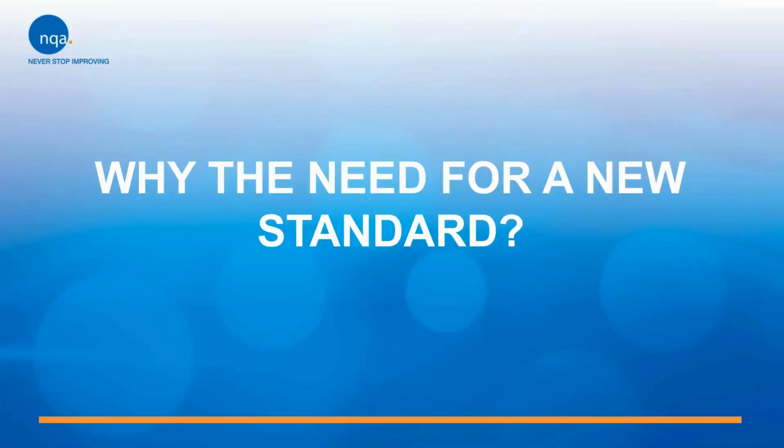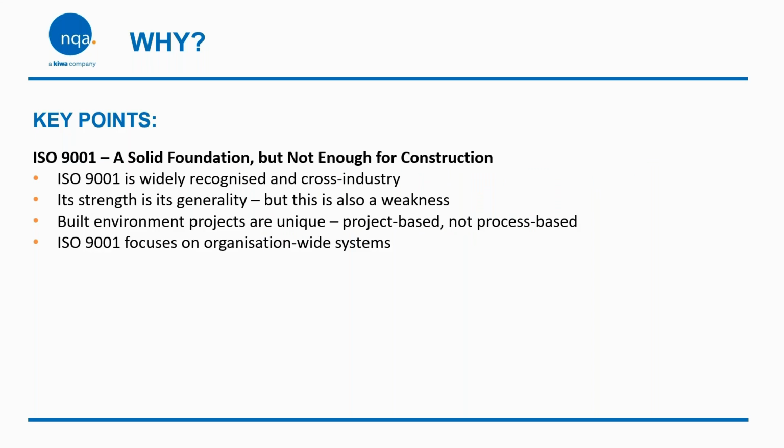So what's the need for a new standard? ISO 9001 has been around for 30-odd years. It's been the go-to management system across a lot of industries. It's recognised globally and provides a solid structure for managing processes to ensure continual improvement. However, its generic nature is both a strength and a limitation. It's designed to be applicable across all sectors: manufacturing, services, healthcare, etc. And it means that it doesn't offer specific guidance for sectors with unique characteristics like construction.